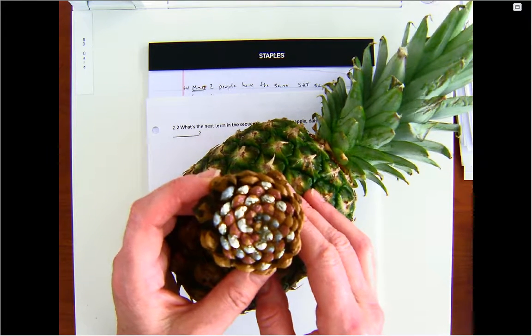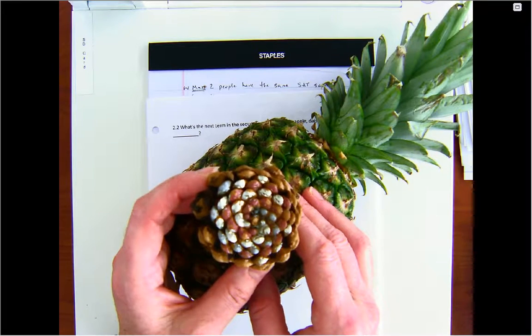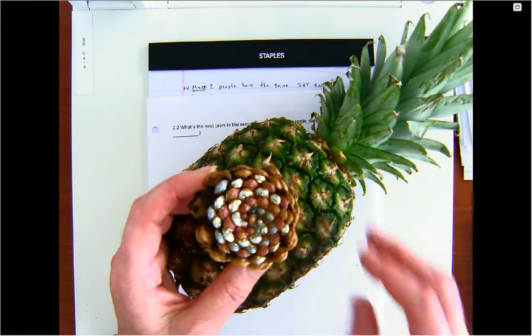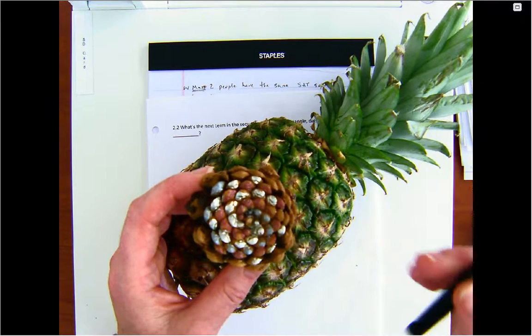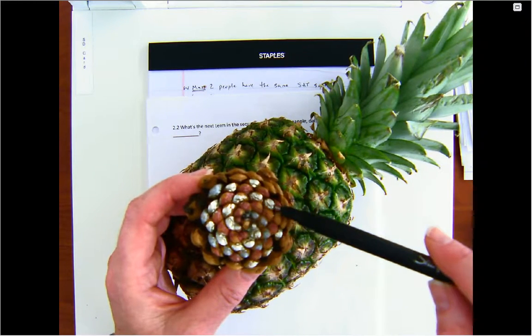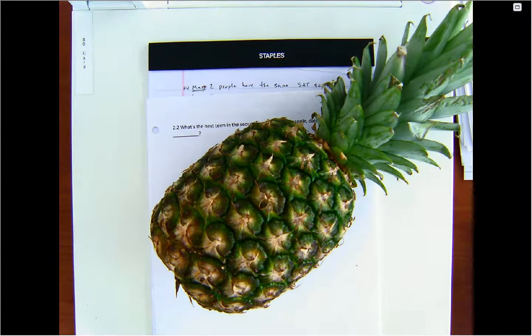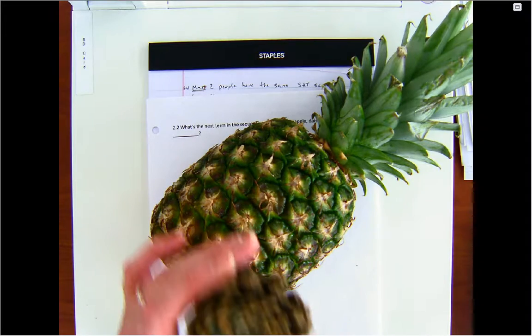Okay, so I marked these off with silver and brown, so you can see the alternating spirals. So here, one coming here, one coming there. So we're counting how many spirals they have, and I'd like you to count how many spirals your pine cone or pineapple has. Now don't count the individual nodes, okay? And if you have a marker, it helps.